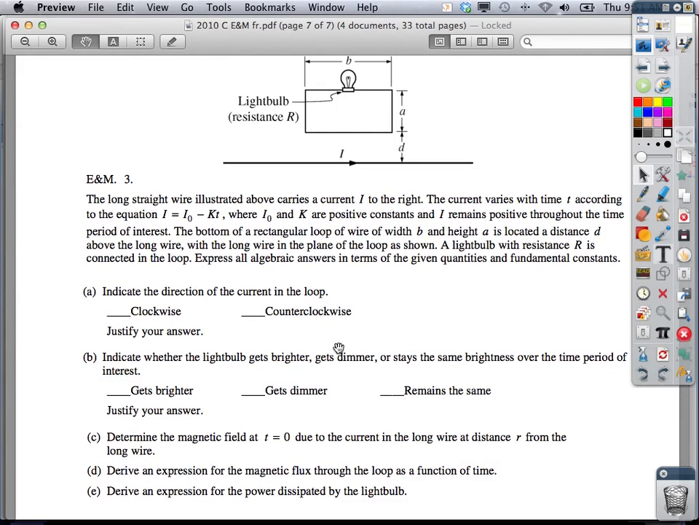Justify your answer. The justification would be: the current is reducing as a function of time. Thus, the B field and the flux are reducing as a function of time. Lenz's law says to fight the change, right? So then, you can just say by Lenz's law and the right-hand rule, that's it. You don't have to quote them.